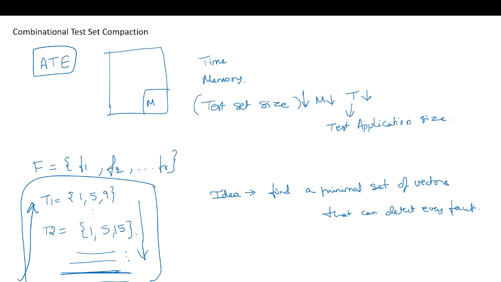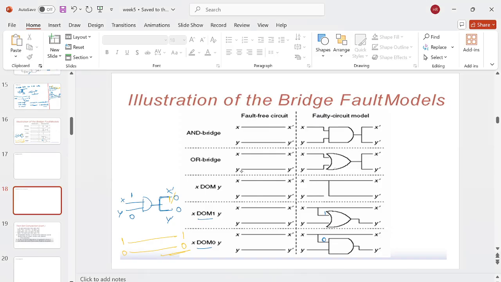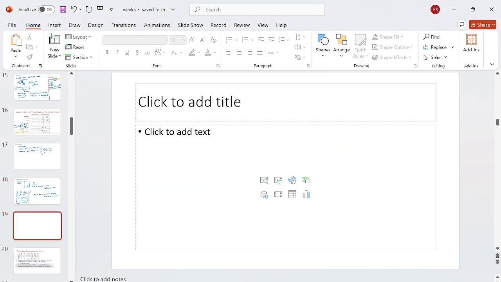So the test set compaction, vectors are incompatible. Wait a second, I need one more slide. Test set compaction. So the vectors are incomplete.